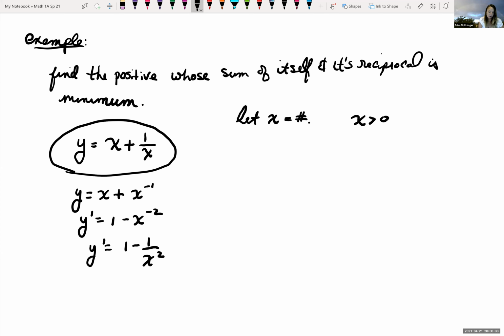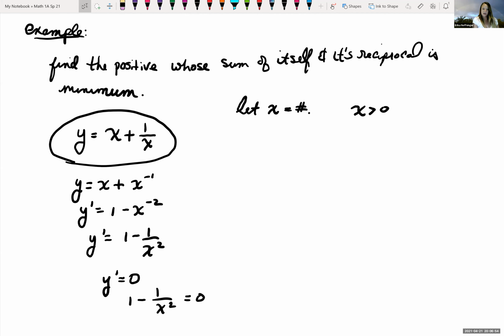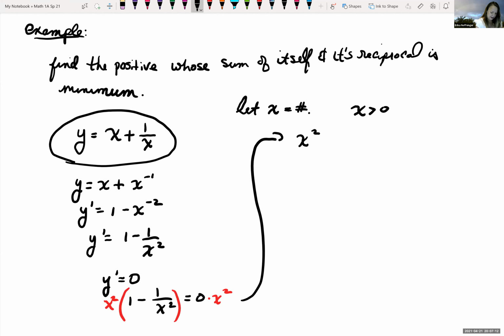Find critical values. We're looking at where this is undefined, but defined in our original, and where it's equal to 0. So let's look at where it's equal to 0. I have 1 minus 1 over x squared equals 0. So I can clear my fraction by multiplying both sides of my equation by x squared. And so doing that and distributing, we end up getting x squared minus 1 is equal to 0.